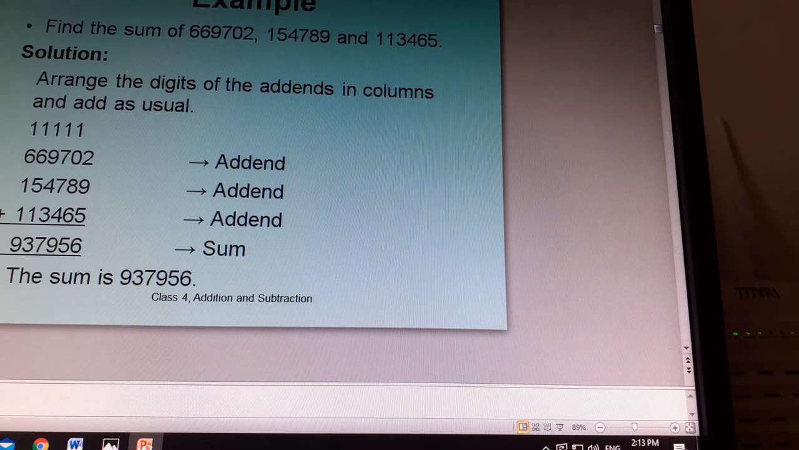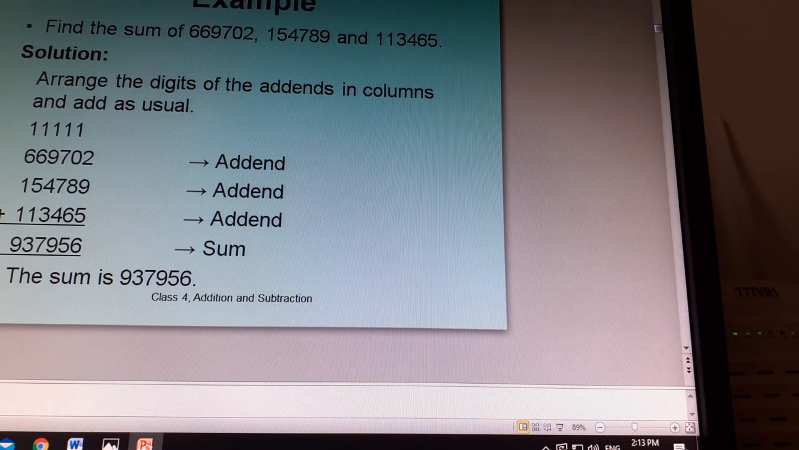7 plus 7, 14. 14 plus 4, 18. 18 plus 1, 19. 19, 9 we will write and 1 goes to the next column, 1000. 9 plus 4, 13. 13 plus 3, very good, 16. Again we will add the carry number. 16 plus 1, 17. Again we will write 7 in the sum column.